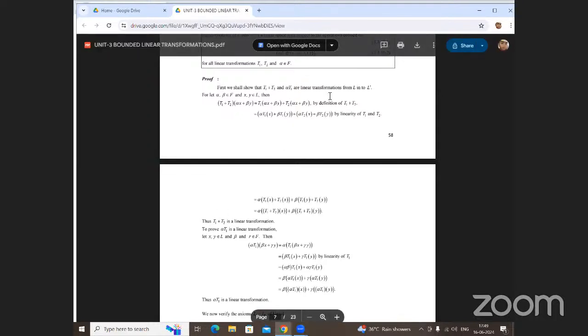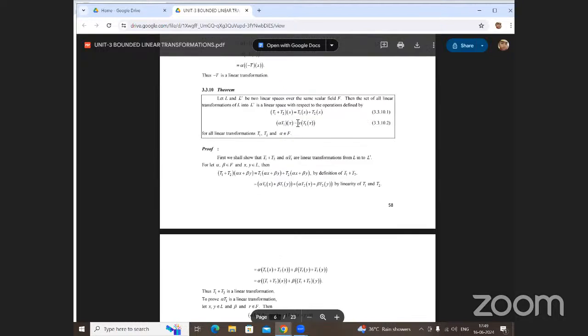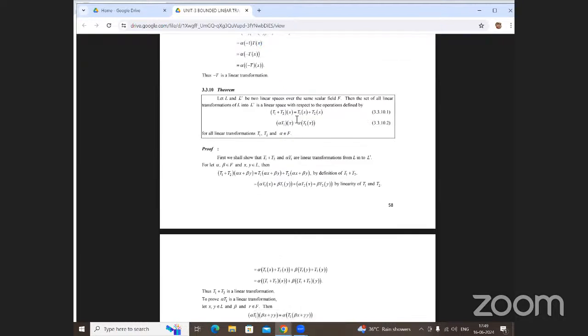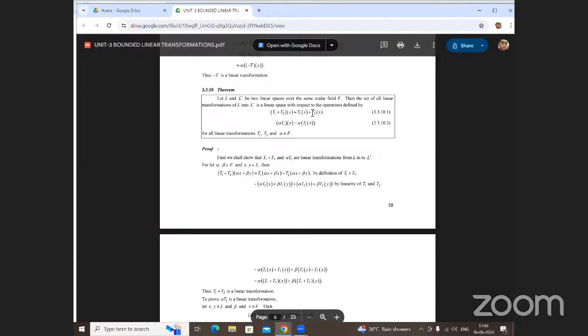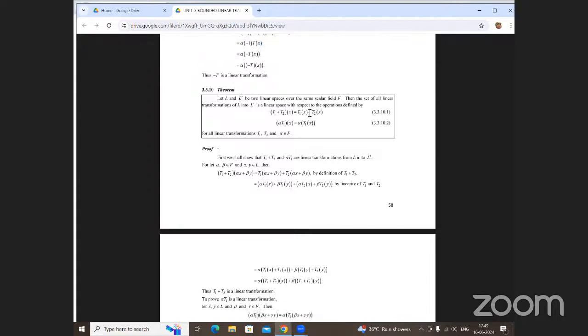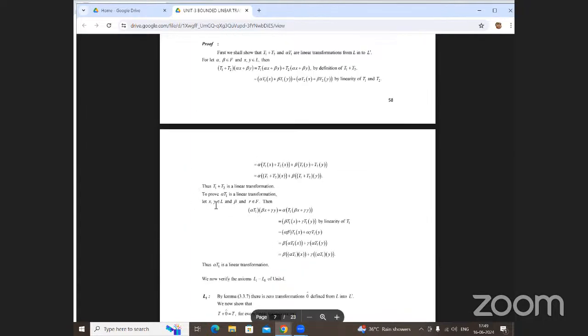This question is also given in the final examination. Define that the sum of transformations is also a linear transformation under vector addition, and under scalar multiplication. For scalar multiplication, just refer here: alpha T1 is also a linear transformation.